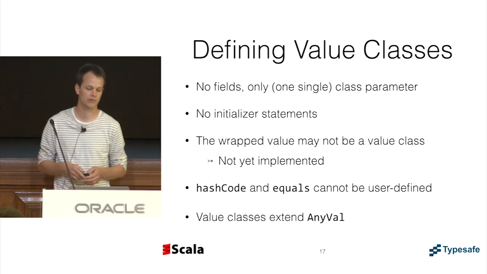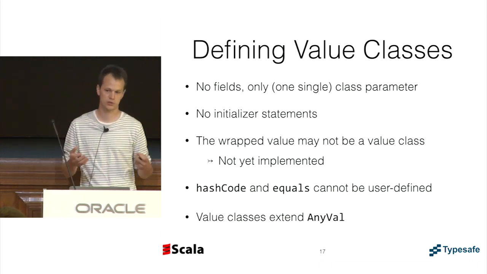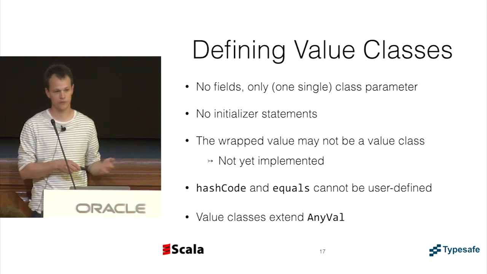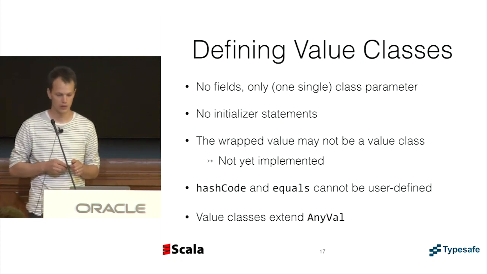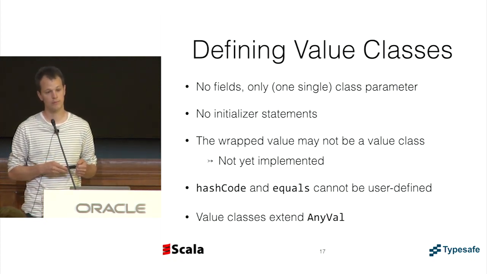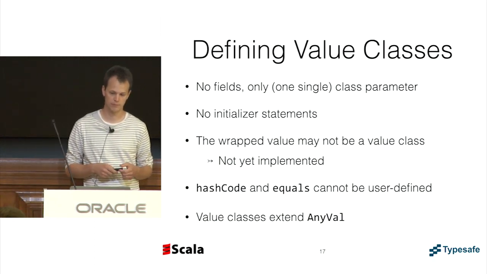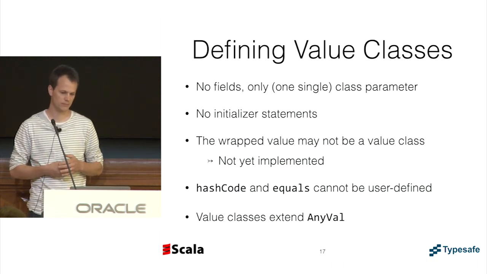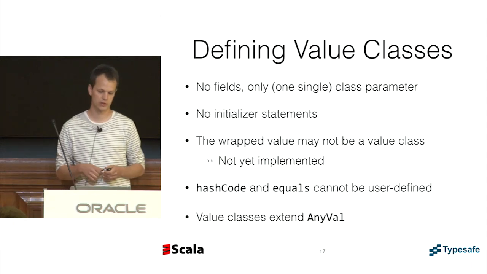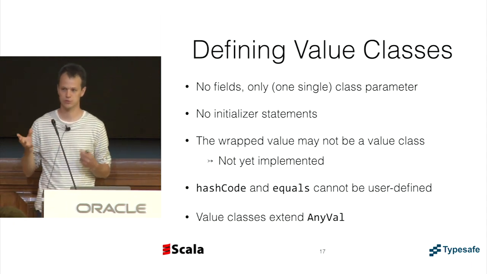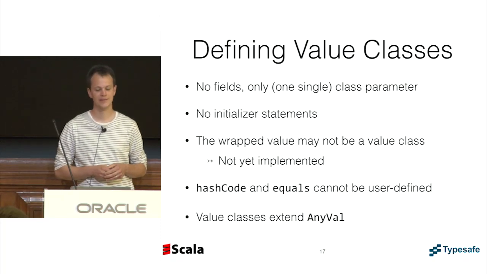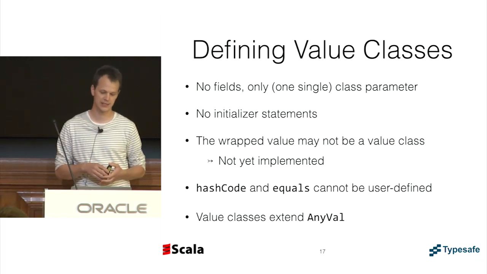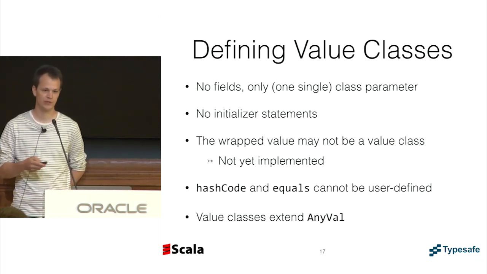That's a restriction that we think could be lifted. It's just not yet implemented. So right now, you can only wrap non-value classes. But you can wrap, of course, primitive types. The hashCode and equals methods are provided by the compiler, and they cannot be overridden by the user. I don't think that's a necessary restriction, but I actually don't know the details of why this was chosen to be like that. And finally, well, we already saw this a few times. Value classes are defined by extending this AnyVal type, which is a predefined type in Scala.